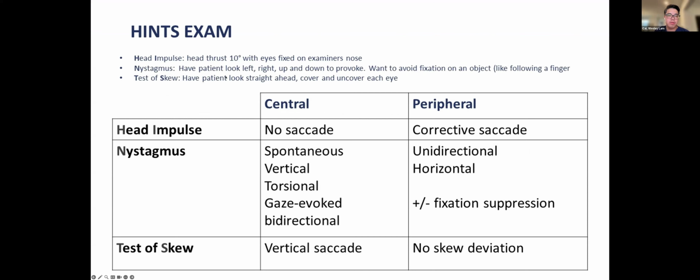Like we mentioned, HINTS allows us to distinguish between a central and peripheral cause of their vertigo. Head impulse would give you no corrective saccade in a central lesion, whereas you would see that in a peripheral lesion. And then nystagmus: in central, you would see spontaneous, vertical, torsional, gaze-evoked, bidirectional nystagmus, whereas with a peripheral lesion, you'd see unidirectional, horizontal nystagmus that you could plus or minus suppress with fixation. And then the test of skew: you would see a vertical deviation with a central lesion and no skew deviation with peripheral.